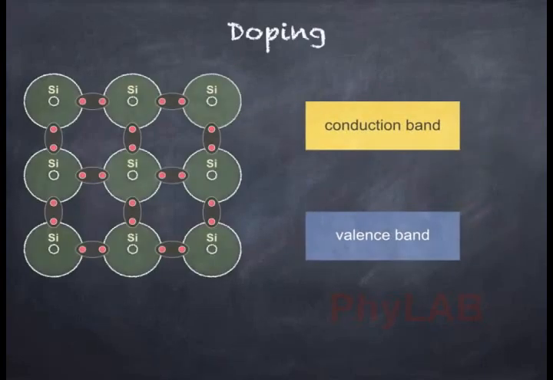Here on the left, we see the bonding model of an intrinsic semiconductor, silicon again. With the addition of impurity atoms during the manufacture of the semiconductor, we can reduce its resistance. This is done in one of two ways.